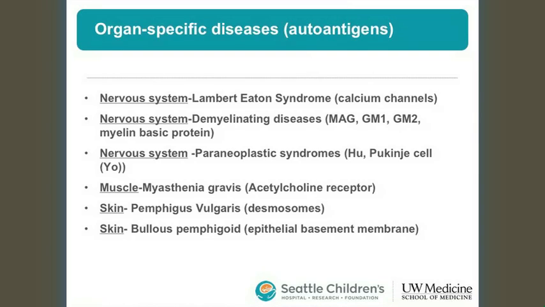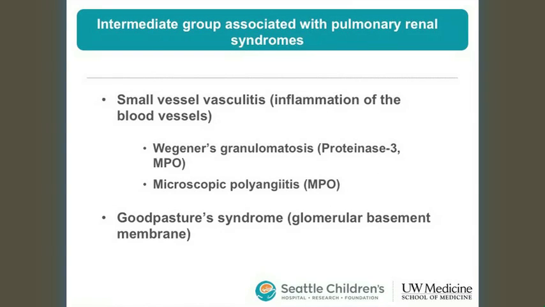Myasthenia gravis would probably be the prototype for an autoimmune disease that affects the muscles, and that one is a pathogenic antibody against acetylcholine receptor. And then there's the vasculitis group, which is kind of an interesting phenomenon socially as well.